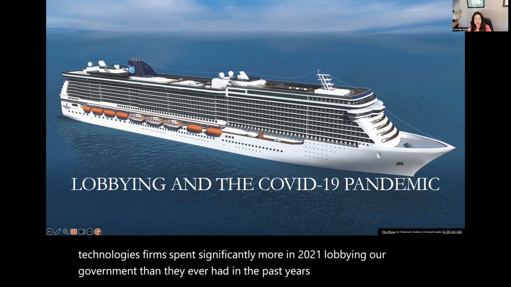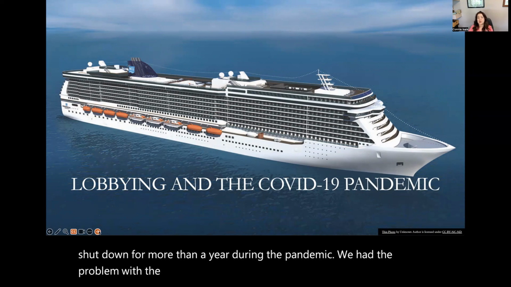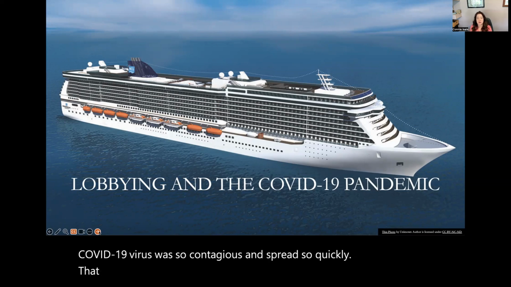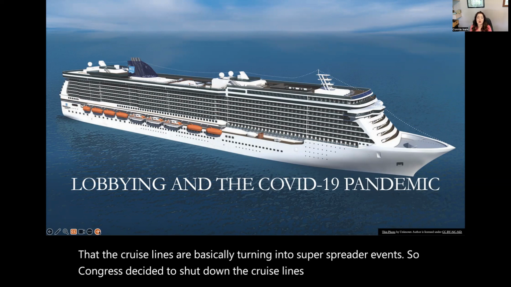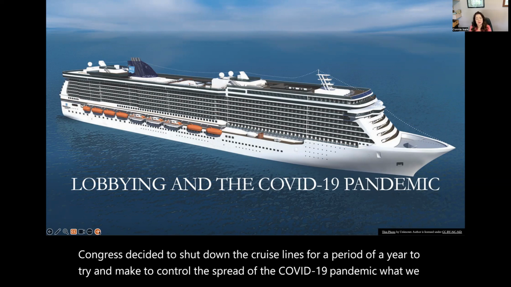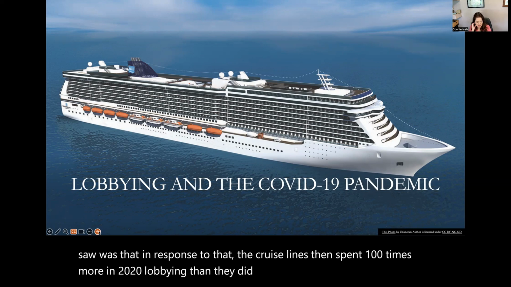The cruise lines were shut down for more than a year during the pandemic. The COVID-19 virus was so contagious and spread so quickly that the cruise lines were basically turning into super spreader events. So Congress decided to shut down the cruise lines for a period of a year to try and control the spread of the COVID-19 pandemic. What we saw was that in response to that, the cruise lines then spent 100 times more in 2020 lobbying than they did in 2019.